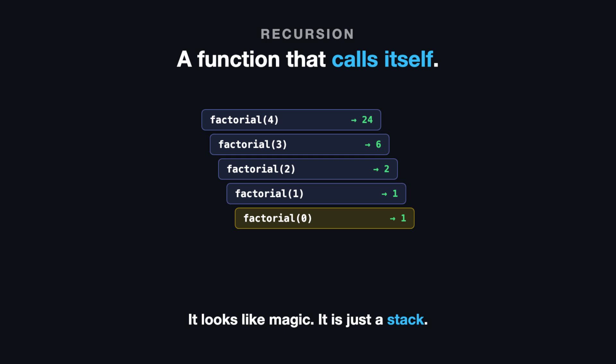Here is factorial of 4. To solve it, it calls factorial of 3. Which calls factorial of 2. Which calls factorial of 1. Which calls factorial of 0. The calls pile up into a stack. Then, one by one, they hand their answers back up. 1, 1, 2, 6, and finally 24. It looks like magic. But it is just a stack. Let me show you exactly how, visually.